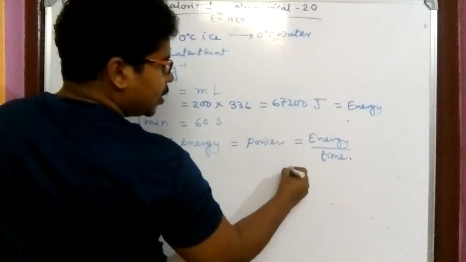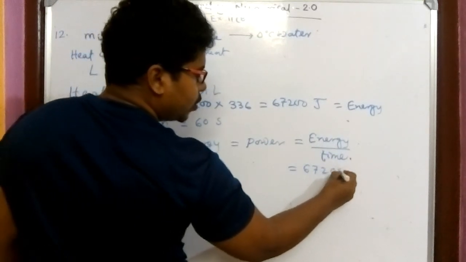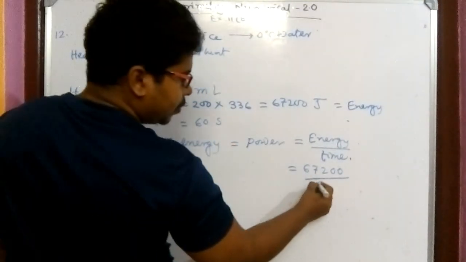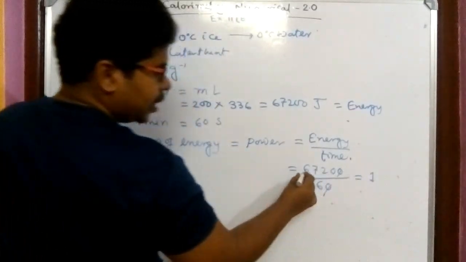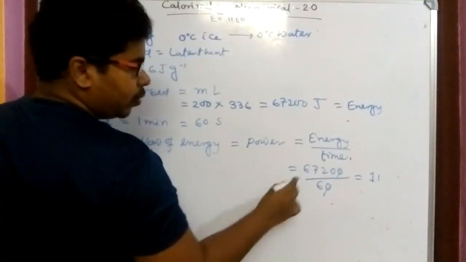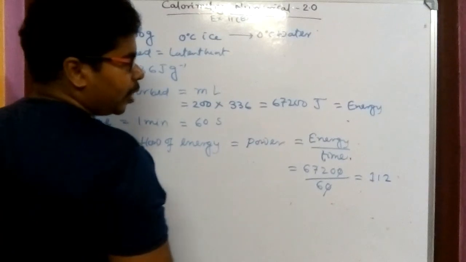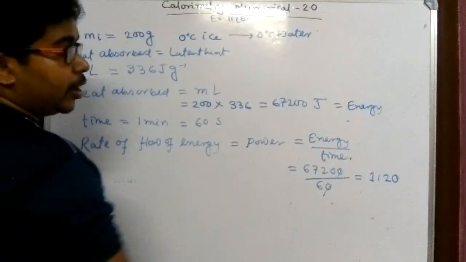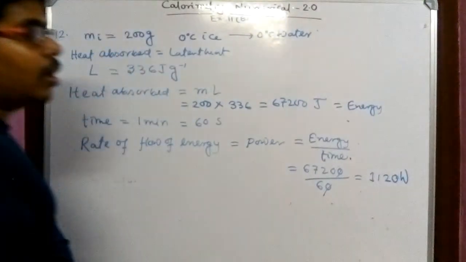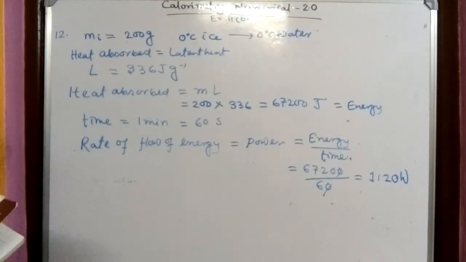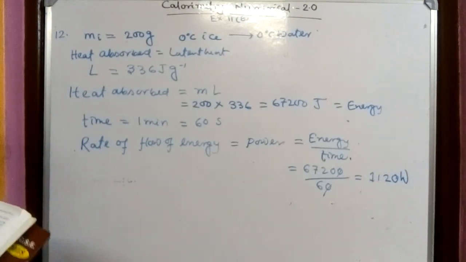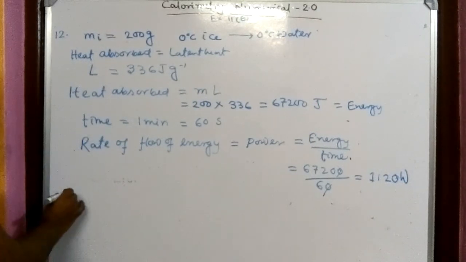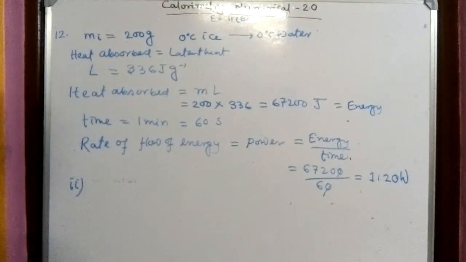Okay, so how much energy is there? 67200. Time 60 seconds. Cancel out. 6 ones are 6, 6 ones are 7, 1 2, 6 twos are 12, 0. Okay, so 1120 watt. So that is the power of the instrument by which you supply the heat energy, which you have calculated. Now we'll come to the next step of the numerical.